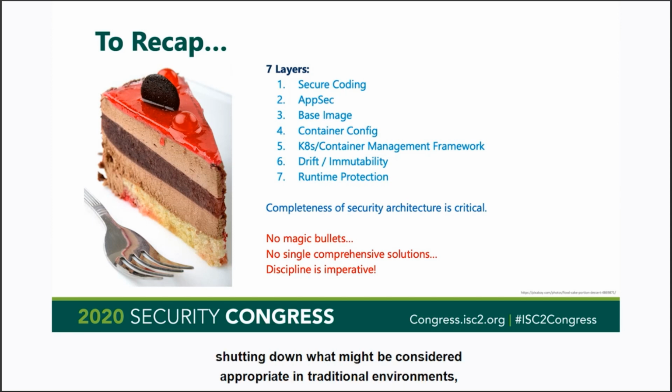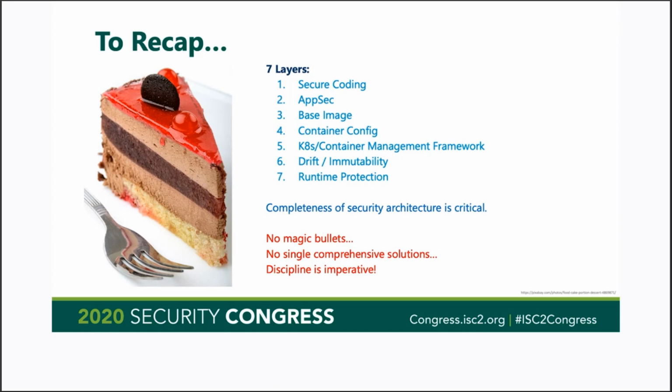We talked about container configuration, limiting access, shutting down what might be considered appropriate in traditional environments such as SSH or socket access, enabling SELinux and things like that. We talked about Kubernetes configuration management as well. Similar deal where we want to lock down any form of privileged access, really limit access in general to being programmatic coming out of the pipeline, and not enable access beyond that, to the degree that we don't really want anybody to be live in production as a human whenever possible.